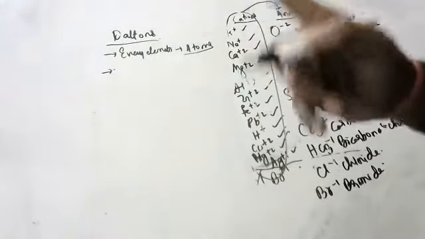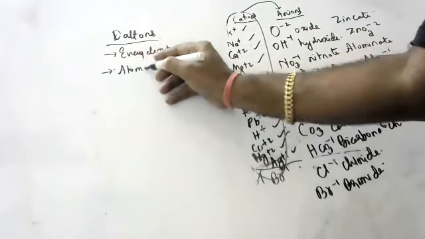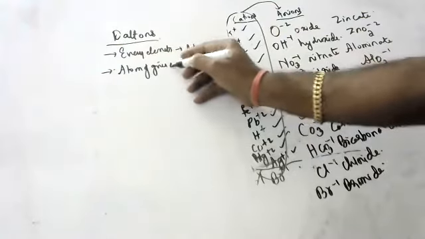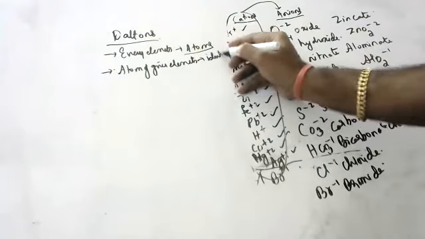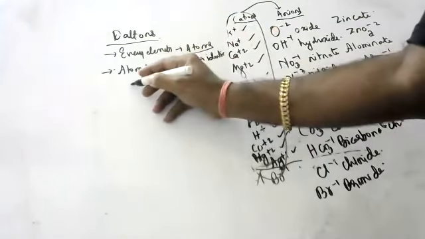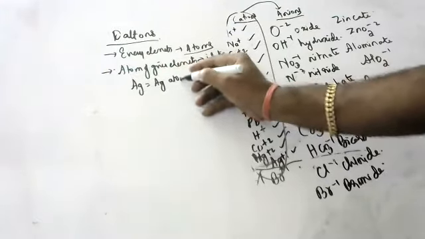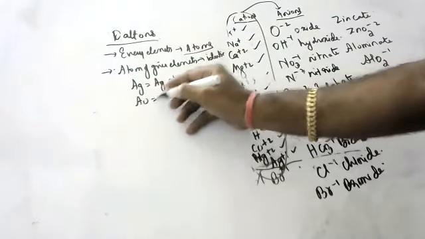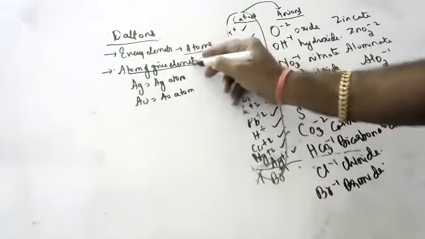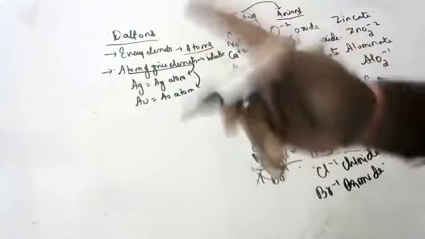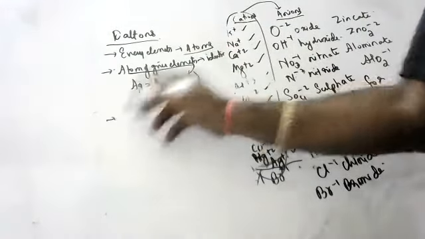Atoms of a given element are identical. Suppose I say silver, silver will have silver atoms only. Will it have gold atoms, children? No. Suppose I say gold, gold will have gold atoms only, children. It will not have silver atoms. Atoms of a given element are identical. If I say iron, it will have iron atoms only, not gold or silver. Like that, children.